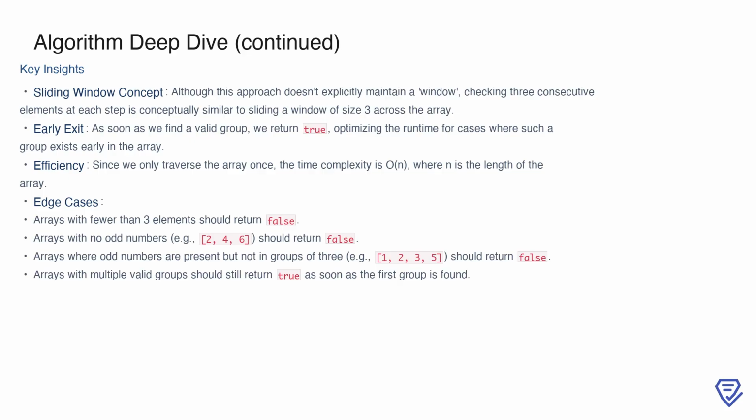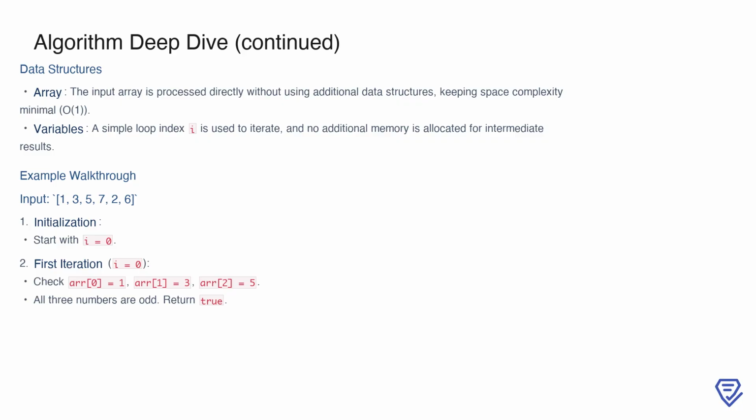Lastly, it handles edge cases such as arrays with fewer than 3 elements, arrays with no odd numbers, and arrays where odd numbers aren't grouped consecutively. If multiple valid groups exist, we simply return true as soon as the first group is found. The algorithm processes the input array directly, ensuring minimal space usage. A single loop index i is used for iteration, and no additional data structures or memory allocations are required.